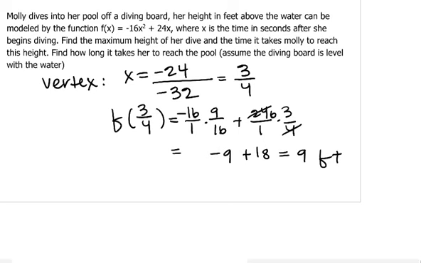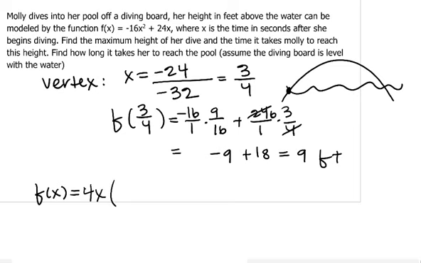How long did it take her to reach the pool? Well, if the diving board is level with the water, and the starting height, f of 0, is 0, then we're just really looking for the zeros of this parabola. I know that x equals 0 is one of them, but I feel like this thing might be factorable, so I'm going to try that. So f of x equals, there's at least a 4 in common, so I'm going to factor out a 4x times negative 4x plus 6.